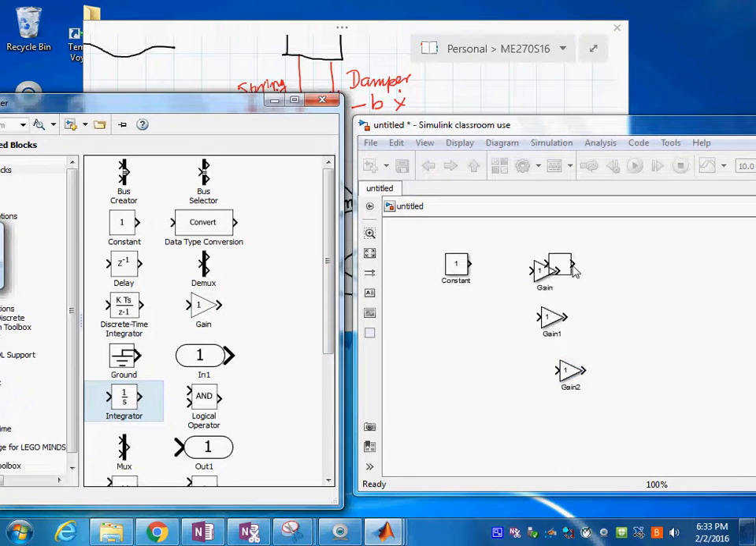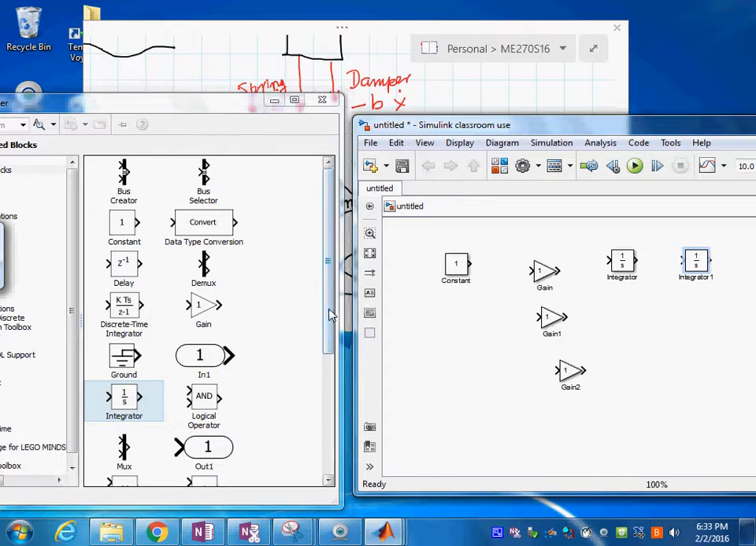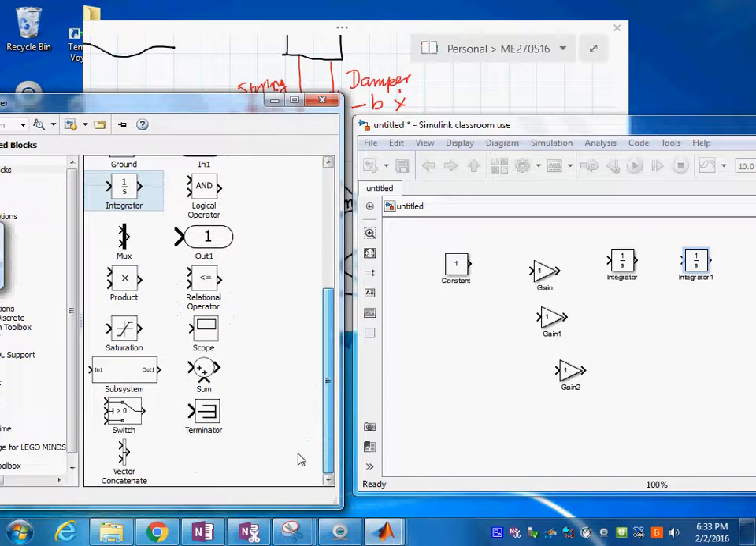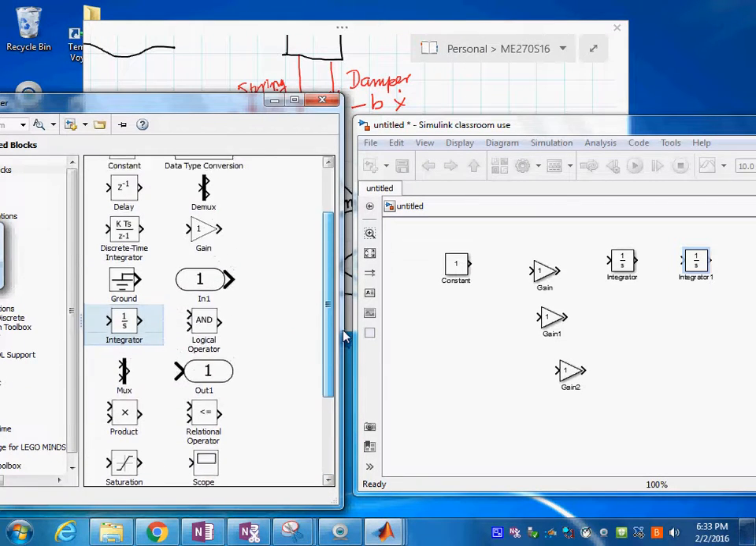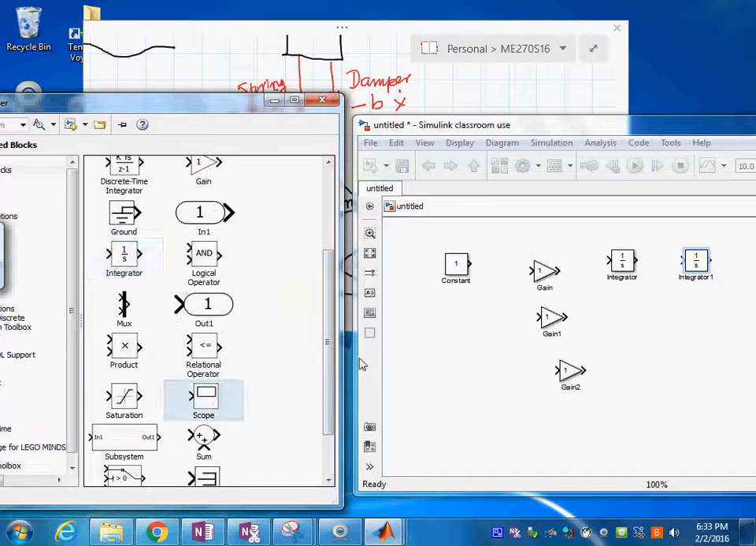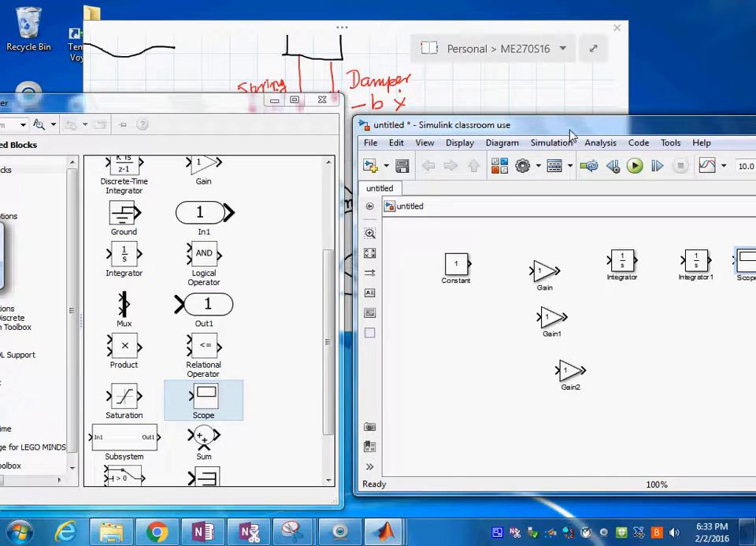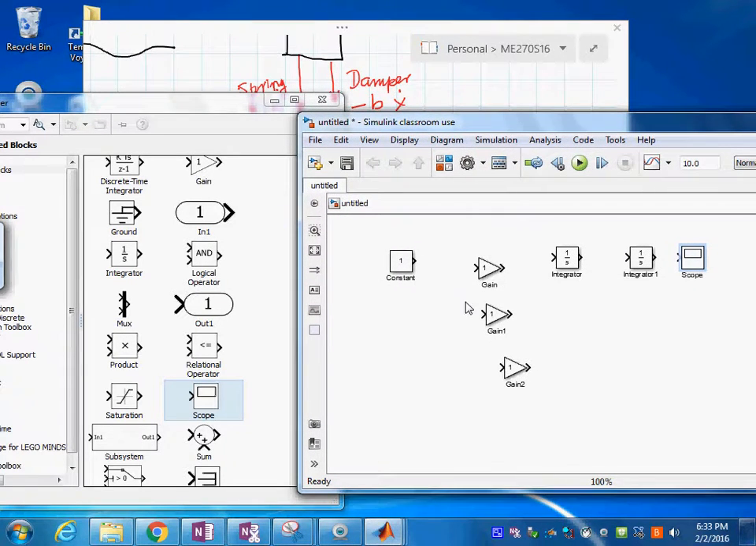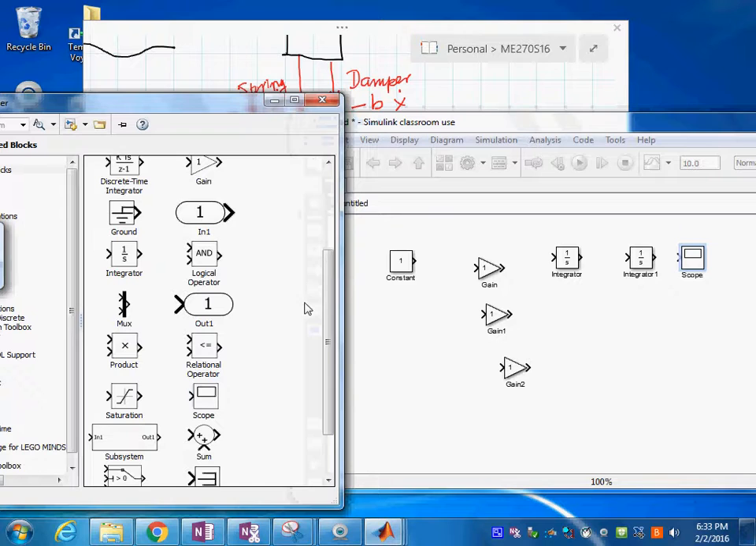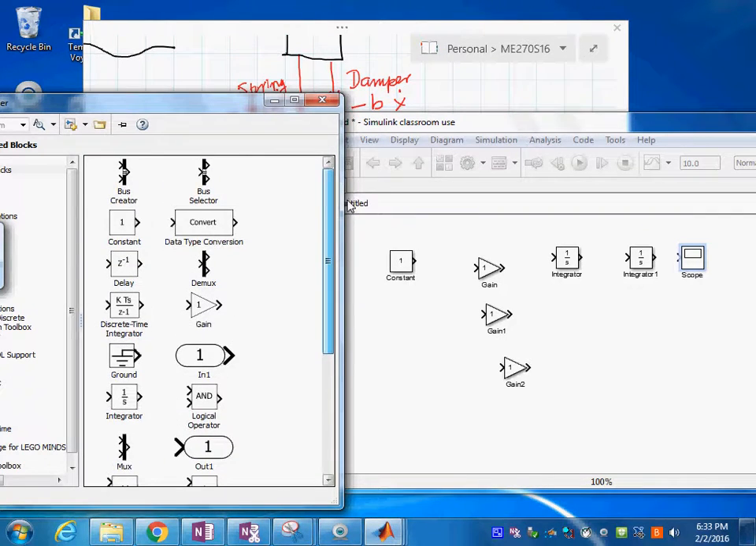We need 2 of these. We'll need a scope to get the results. Where is my scope? Right here, right? And of course, we need the summation point. That is very important.